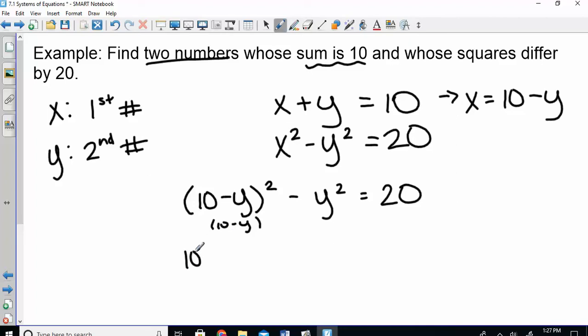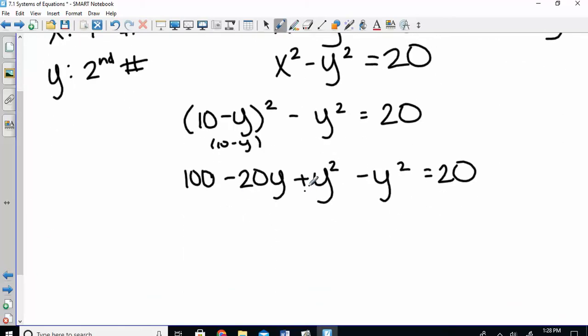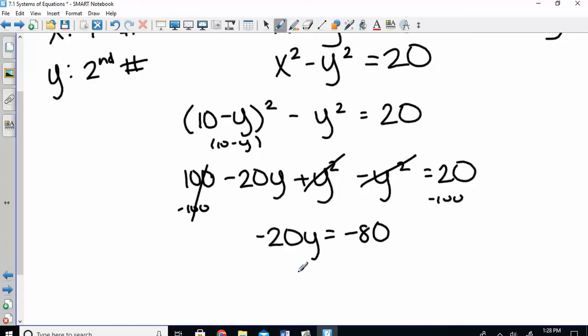So 10 times 10 is 100. Negative 10y is negative 20y. Negative y times negative y is positive y squared. So the positive y squared and negative y squared cancel. So then we could just subtract over the 100. So negative 20y equals negative 80. Divide by negative 20, so y is 4.